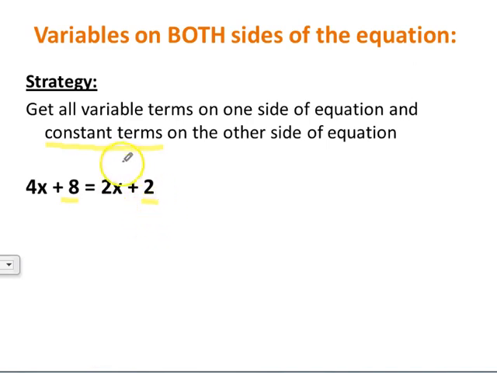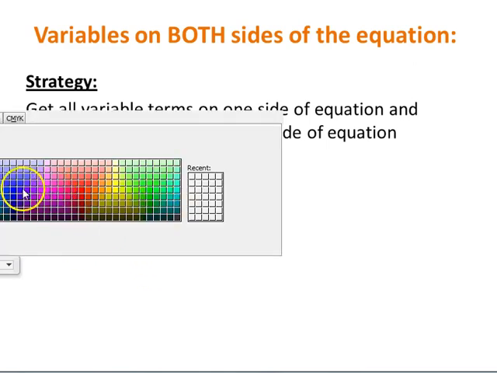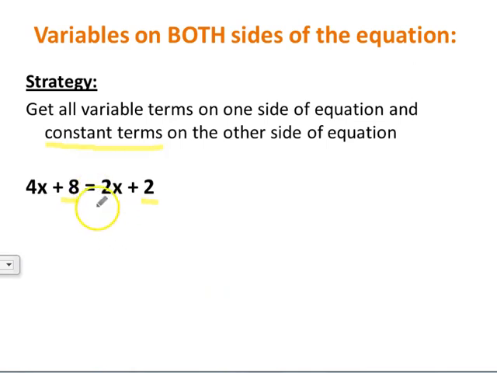So how are we going to do that? So I'm looking here and I see I've got a 4x on the left and a 2x on the right. And my strategy says get all of the variables on one side and all the constants on the other. So I'm going to move this 2x to the other side of the equation. How do I move it? Well, I do the opposite of what's being done to it. So right now 2x is being added, so I'm going to subtract it from both sides. And look at how I'm lining up my 2x underneath my 4x so that I can do the math really quickly. So 4x minus 2x, I'm left with 2x.